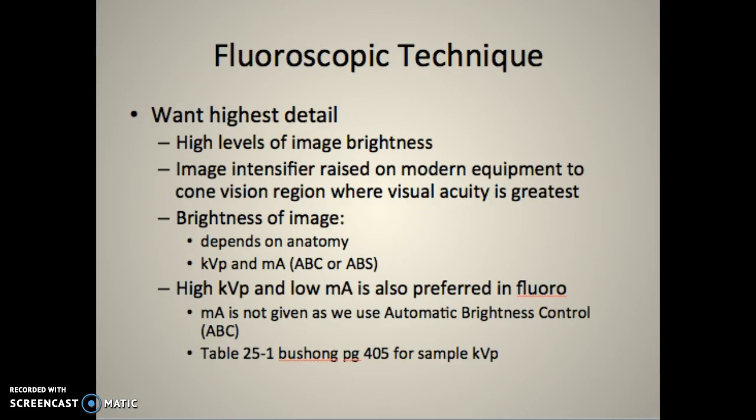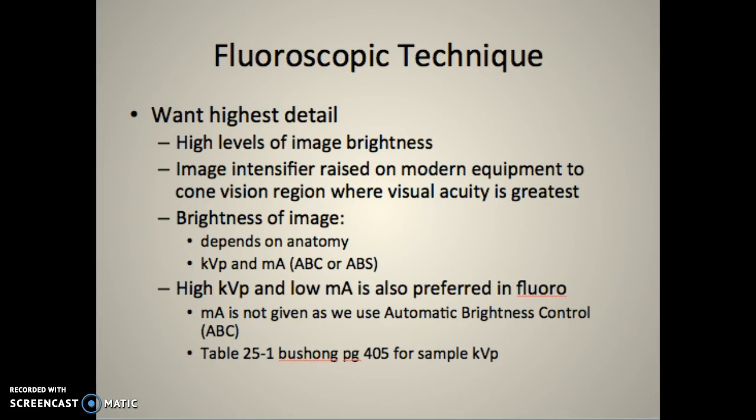In fluoro, we want the highest details, so we want the highest levels of image brightness. So the image intensifier on modern equipment is in the cone vision region where the visual acuity is at its greatest. The brightness of the image on a fluoroscopic image depends, one, on the anatomy, but it also depends on the kVp and the mA.